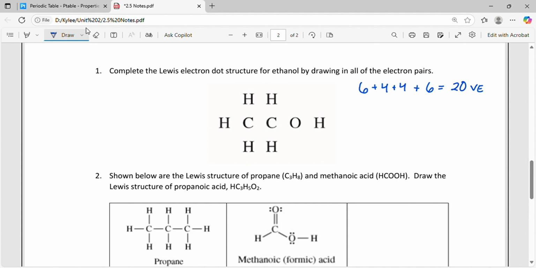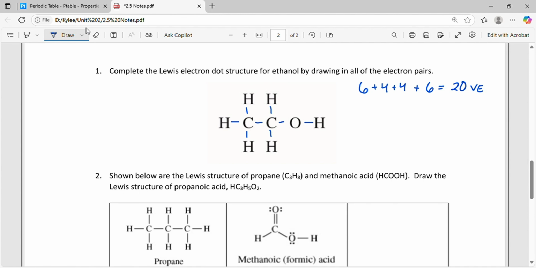Step 2 is to connect everyone using single bonds. So I'm going to count my electrons as I do them. I have 2, 4, 6, 8, 10, 12, 14, and 16. So I've used 16 electrons just to connect everyone. I have 4 electrons left over.